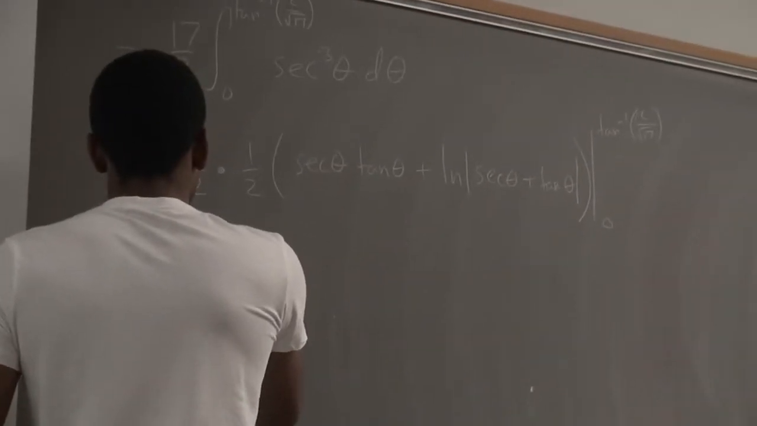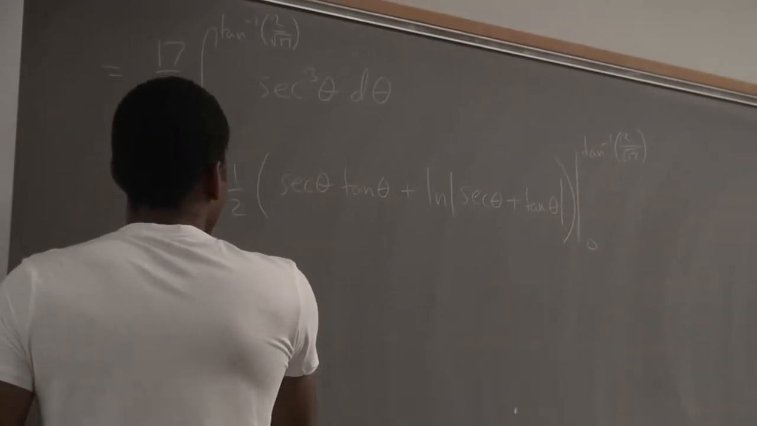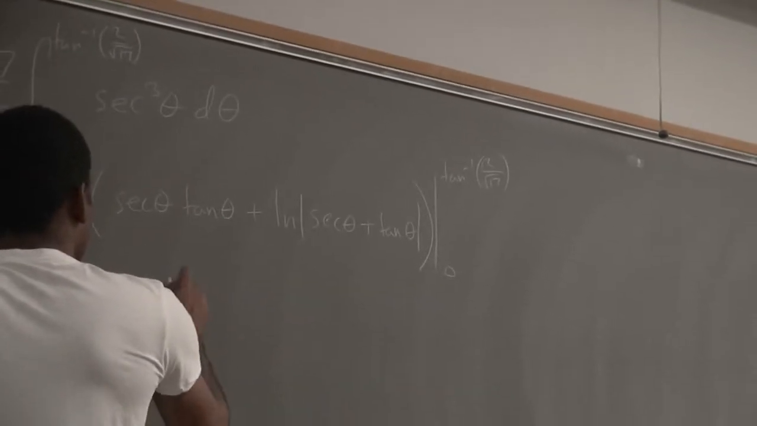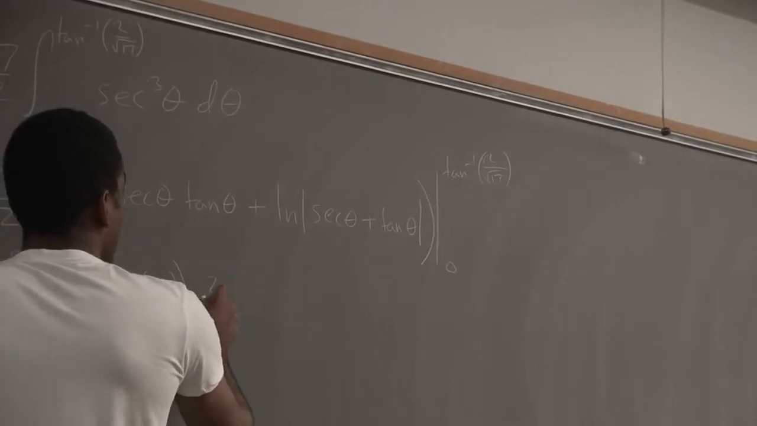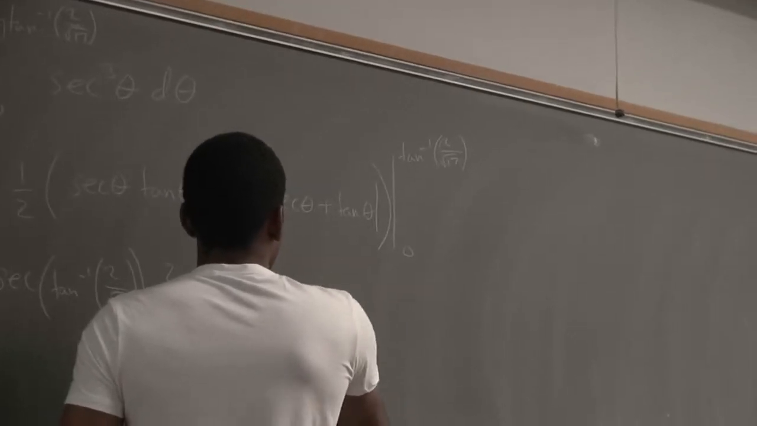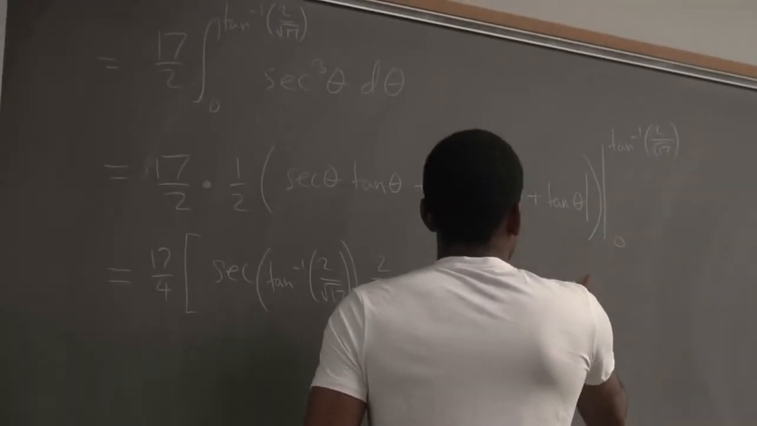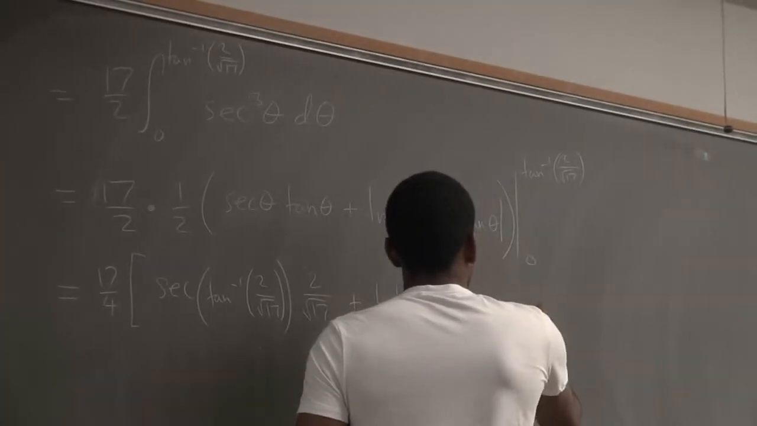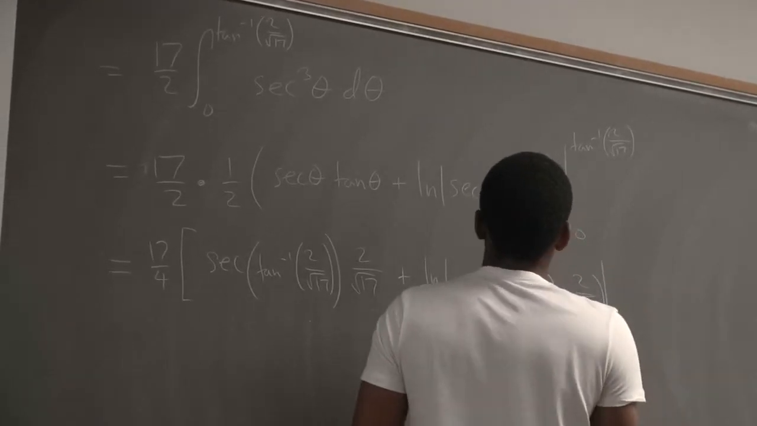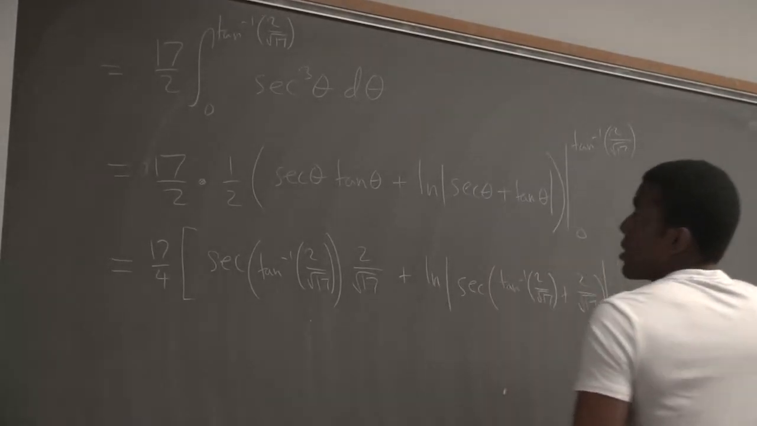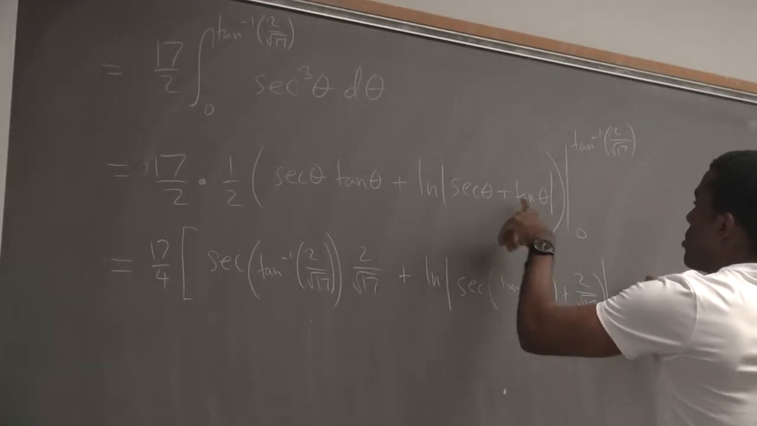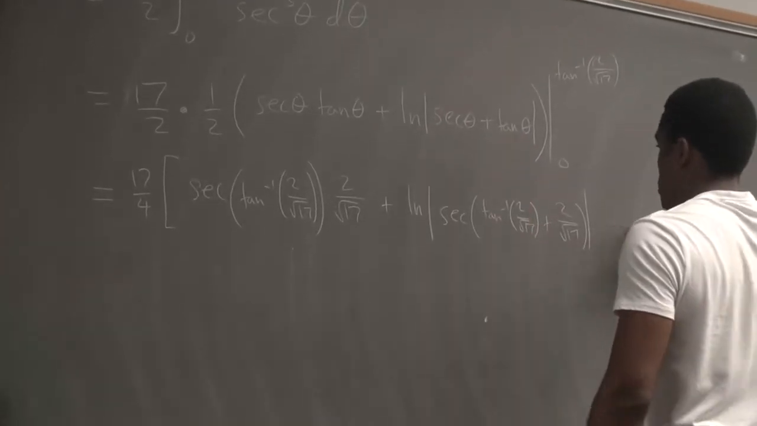So it's 17 over 4 times secant of tangent inverse of 2 over radical 17 times 2 over radical 17 plus ln of secant of tan inverse 2 over radical 17 plus 2 over radical 17, minus the value at 0. Tangent of 0 is 0, secant of 0 is 1, so the ln of 1 is 0, so that's just it.